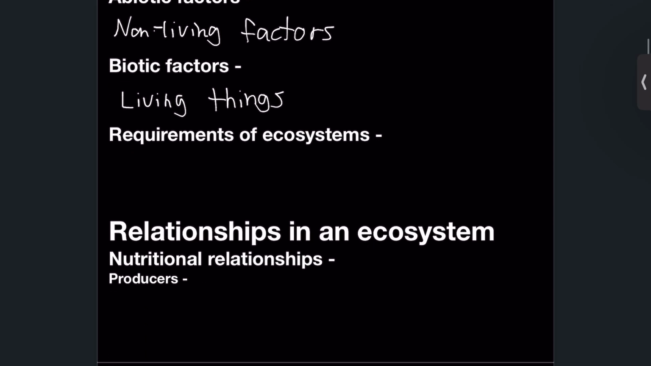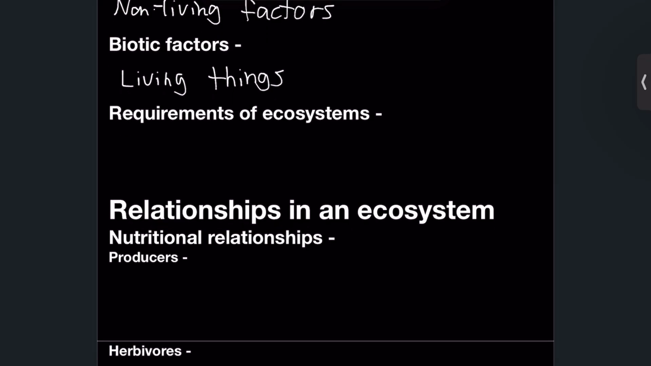Now, the next one are requirements of an ecosystem to sustain itself, and these are really the necessary components to have a stable ecosystem. The first one is that you need a constant energy source. So you need some form of energy that's always being input into the system, and for most ecosystems, this is the sun, providing solar energy that can be transformed into other forms of energy, or specifically chemical energy by plants.